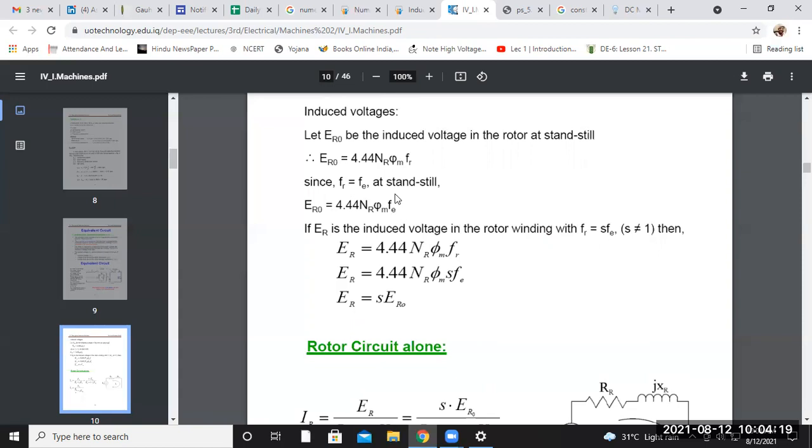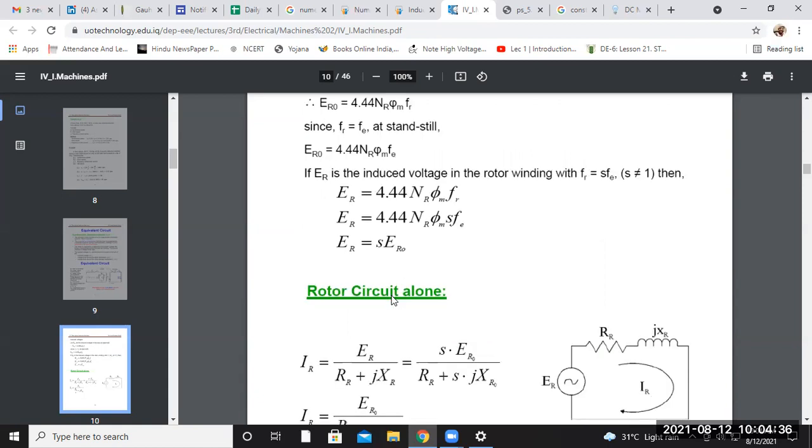But in running condition, this Fe will be converted into S into Fe. That is the rotor winding EMF. Rotor winding EMF will become this one. So this is your standstill EMF induced in the rotor part. But when you rotate the machine, it will be multiplied with the slip value.